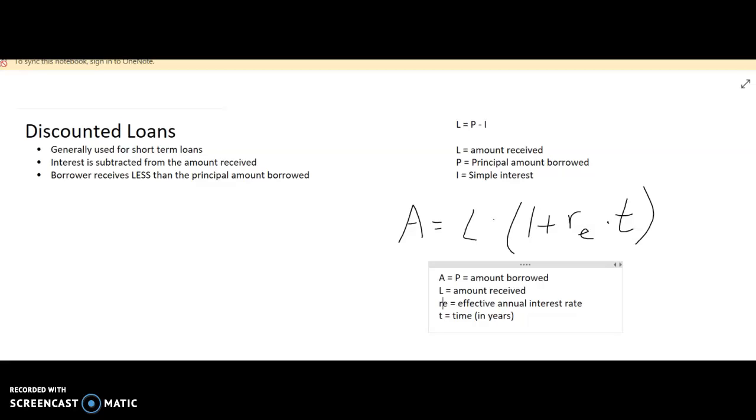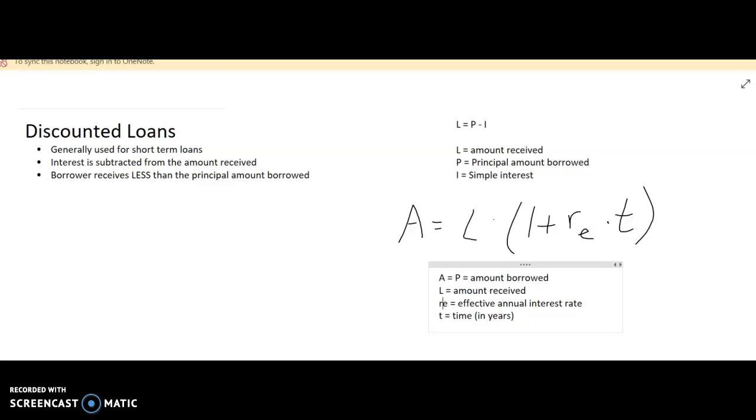The way discounted loans are different from a typical loan is that you pay the interest up front. So when you go to get a discounted loan, if you go with a $4,000 loan, you don't actually receive $4,000. The borrower receives less than the amount borrowed because they take that interest off the top. Whatever you're paying in interest is subtracted at first. You pay back the whole amount, but you only get a lesser amount.